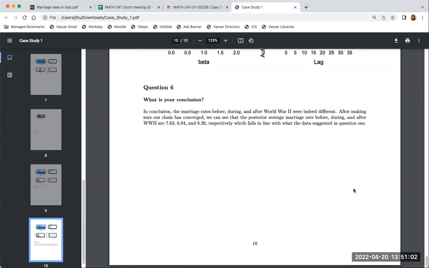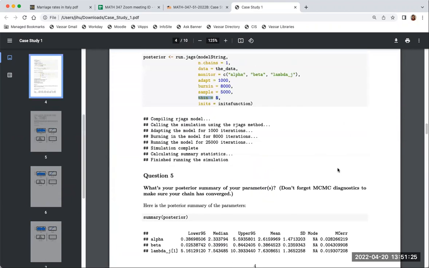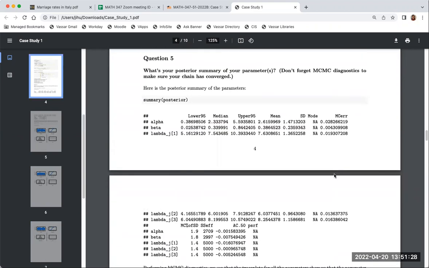What will be the conclusion? Do you think they're different, the 3 different periods for the average rates? Yeah, we said that there was, but there was still some confusion about how to really interpret our lambdas. Because when we do the summary, we get lambdas, and then we have the mean for that. We see that they're different, but what does that really mean in terms of marriages?